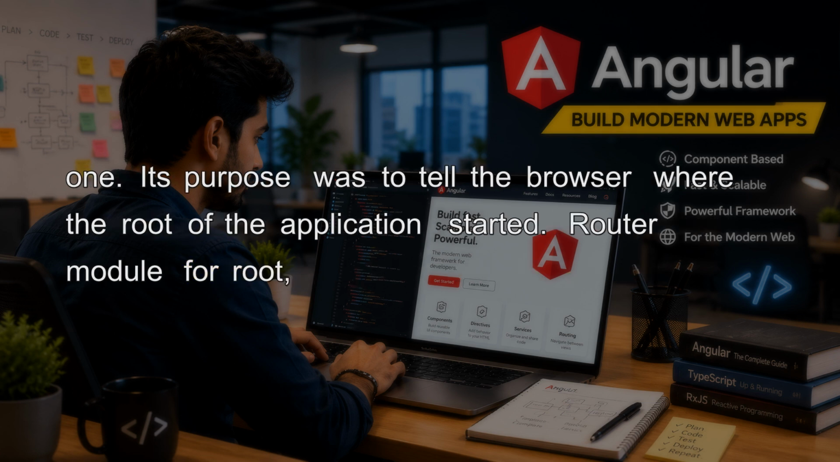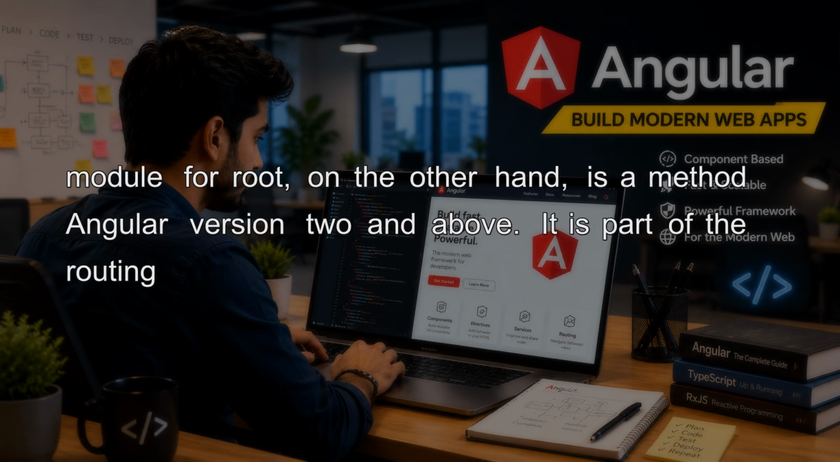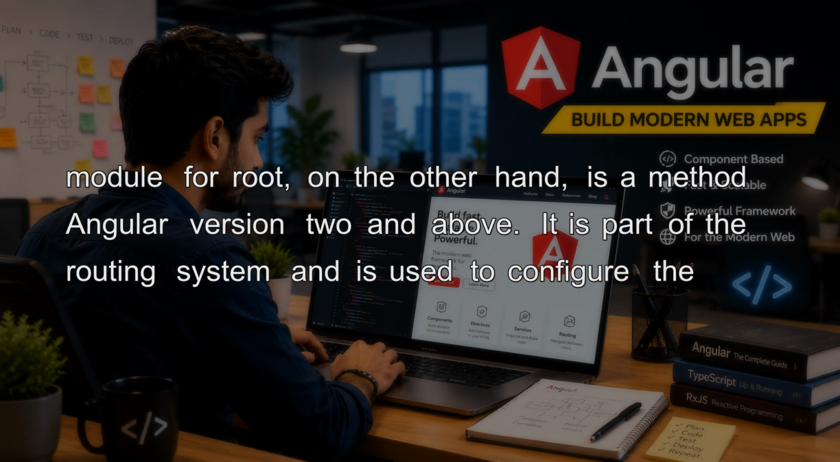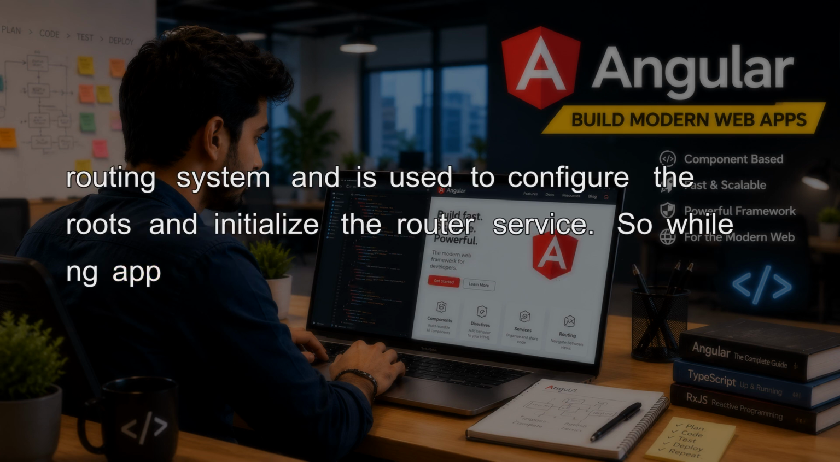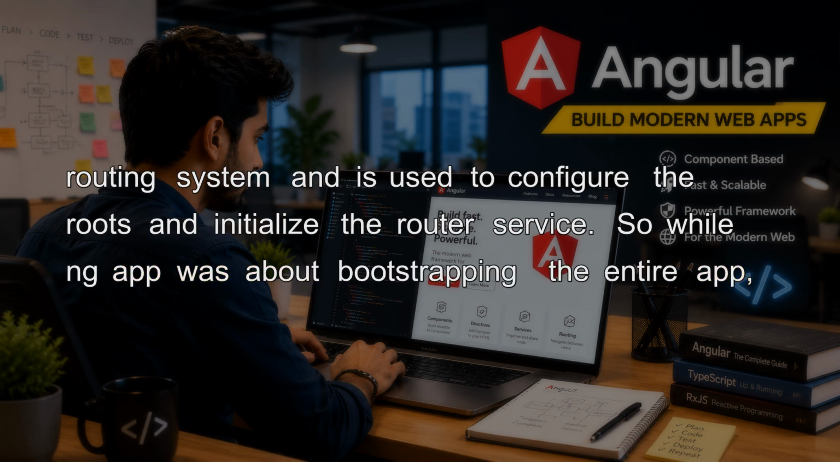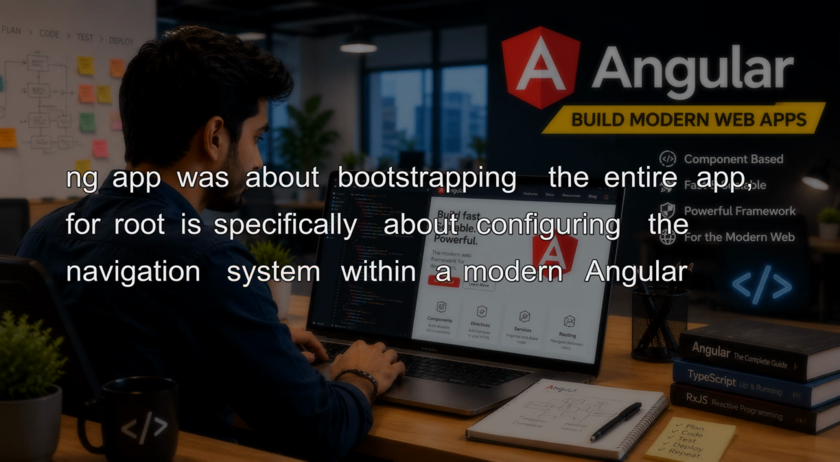RouterModule.forRoot, on the other hand, is a method used in modern Angular, version 2 and above. It is part of the routing system and is used to configure the routes and initialize the router service. So while ng-app was about bootstrapping the entire app, forRoot is specifically about configuring the navigation system within a modern Angular app. Got it.